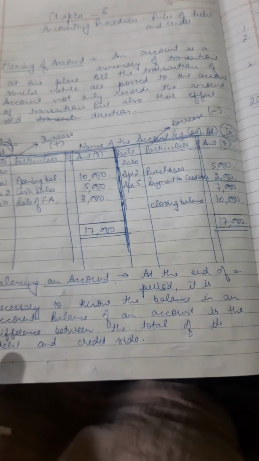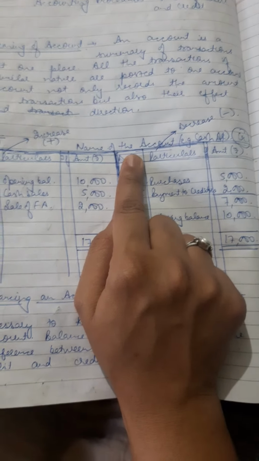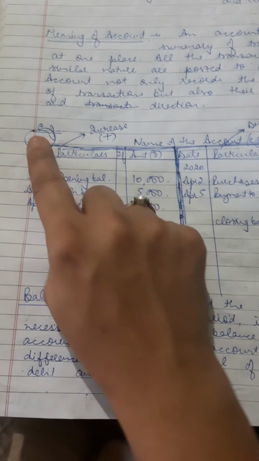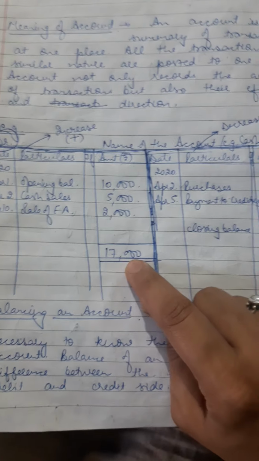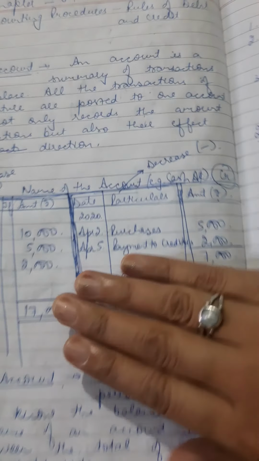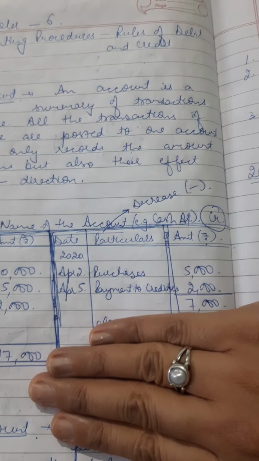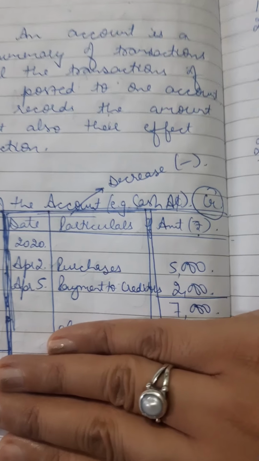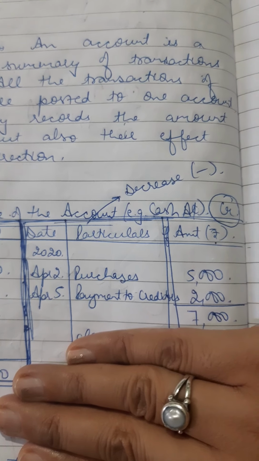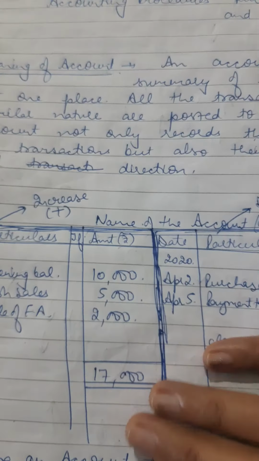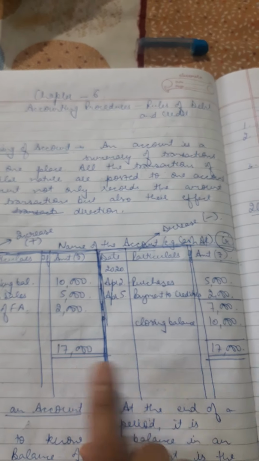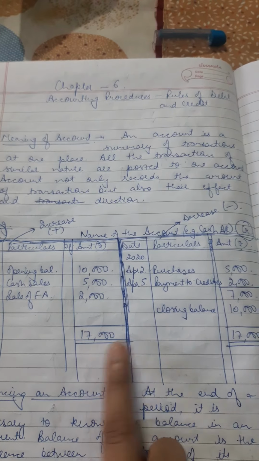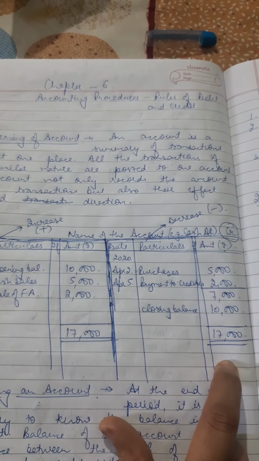For example, students, this we prepared cash account. The total of debit side was 10 plus 5 plus 2, that is 17,000. The total of credit side was 5,000 plus 2,000, that is 7,000. So credit side is shorter and the bigger side is debit side. So we need to match the total of these two sides in order to calculate the balance.